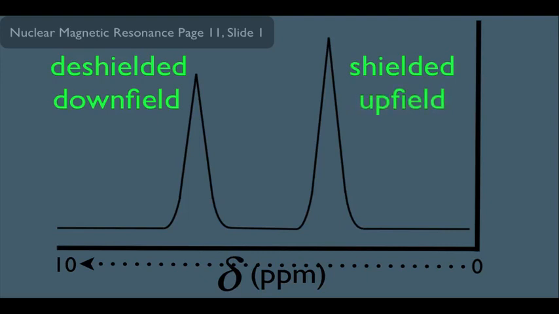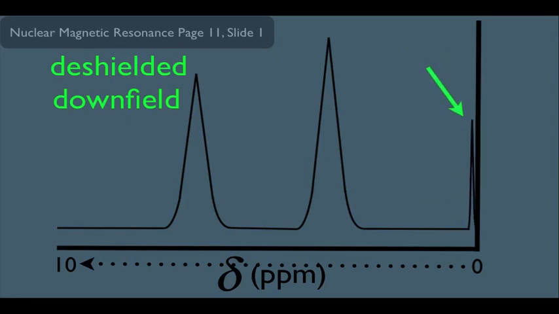But here's something else we didn't mention in the introductory lecture. And that is, there's actually a peak right here at 0. And this is due to a specific molecule. That molecule is called TMS. We're going to see that TMS is our reference molecule whenever we're doing HNMR.